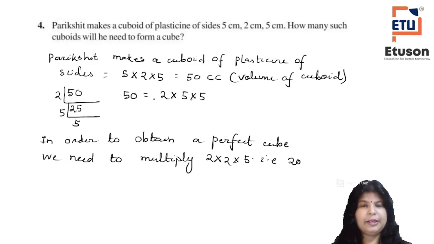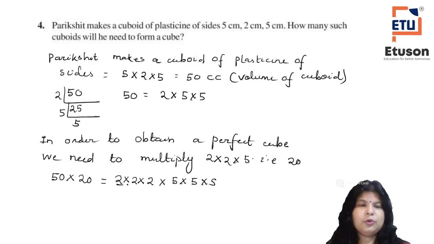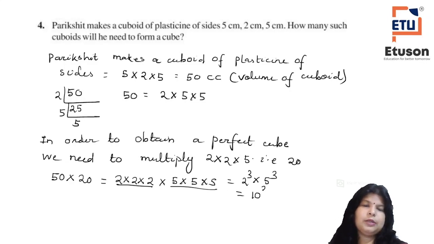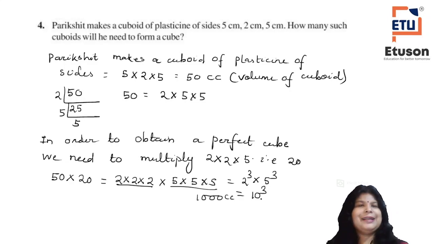So if you multiply 20, you can just check. So you have 50 into 20. So here what you are going to multiply? 2 into 2 into 5. So previously what you had? You had 2 into 5 into 5. So now you have multiplied extra 2's, right? And you have multiplied 1 extra 5, right? So now you could form the set of 3 for both the factors, right or not? So you have 2 cube into 5 cube, right? So that is equal to 10 cube. So now you could form a cuboid of side 10.